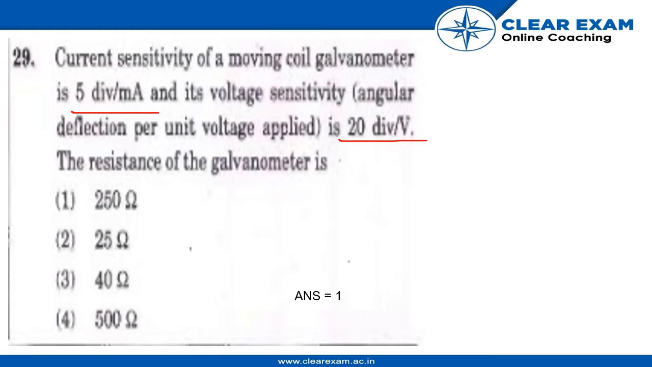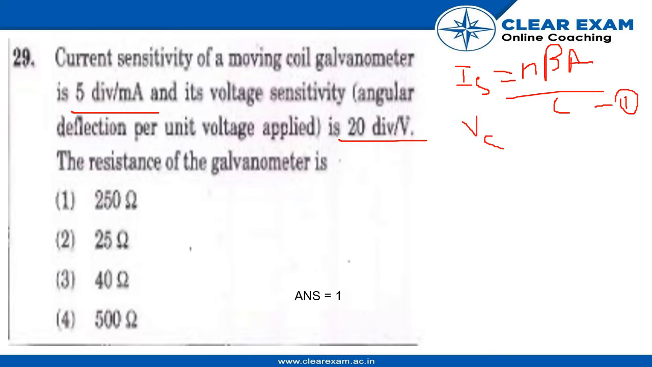The formula used in it is: current sensitivity of the galvanometer is Is equals NBA by C. The voltage sensitivity of a galvanometer is Vs equals NBA by CR.